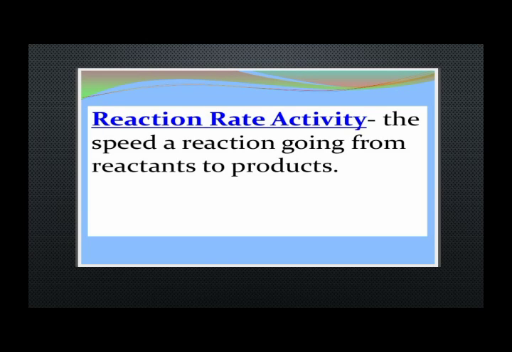So here, reaction rate activity. The speed of the reaction going from reactants to product is called the reaction rate, which we calculate to find out how much time the reaction takes to completely convert into product, right?